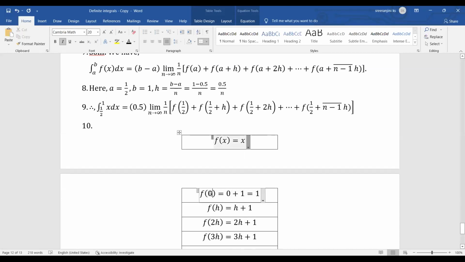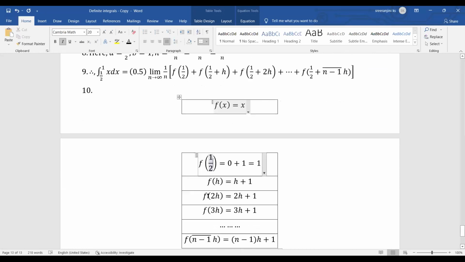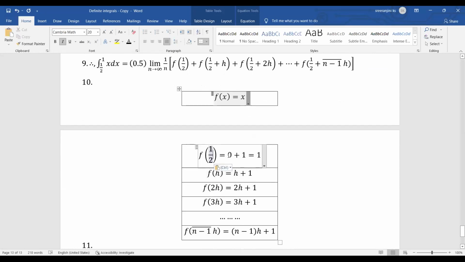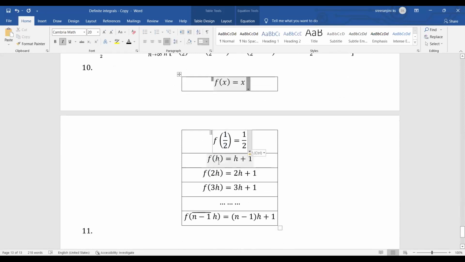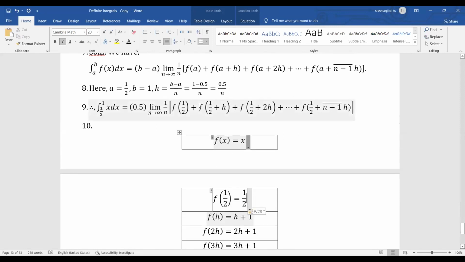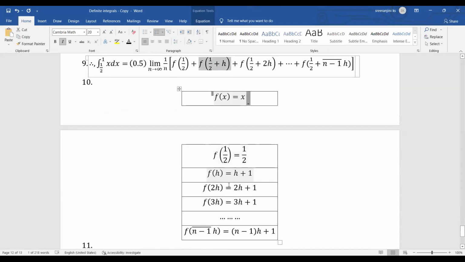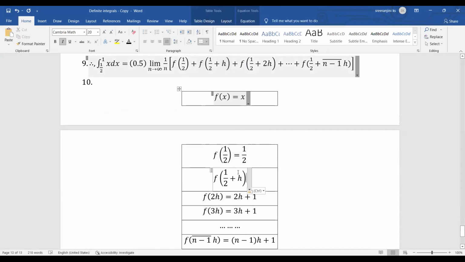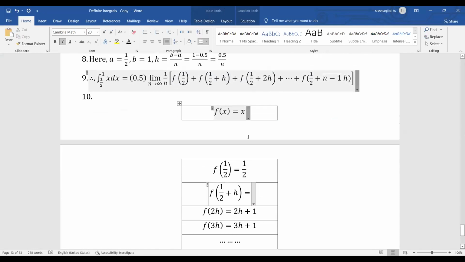And instead of f of 0, we need to find f of 1/2. And what is f of 1/2? Since f of x is equal to x, f of 1/2 is 1/2 itself, right? Now we need f of 1/2 plus h. F of x is equal to x, and here in the place of x, we have 1/2 plus h. So we have to write it as 1/2 plus h, since we replace x by 1/2 plus h.